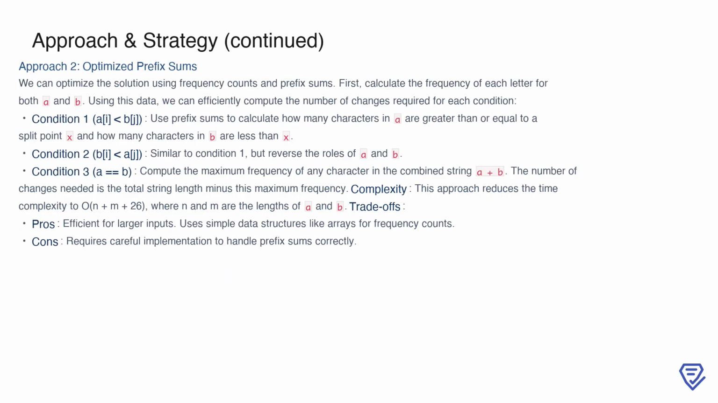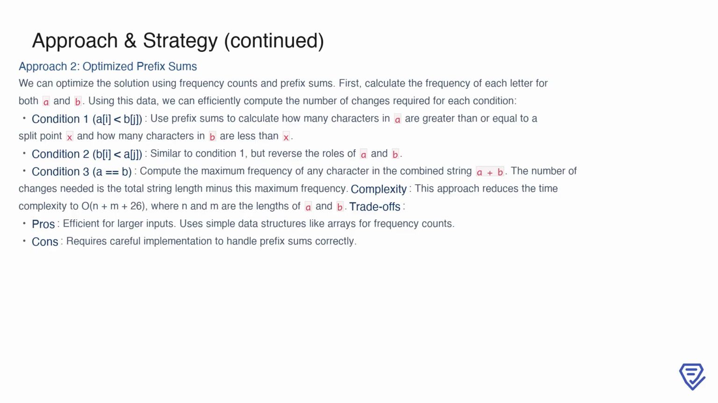To improve on the brute force approach, we can use optimized prefix sums with frequency counts. First, we calculate the frequency of each letter in both strings A and B. This allows us to efficiently compute the necessary changes for each of the three conditions. For the first condition, where every character in A must be strictly less than those in B, we use prefix sums to determine how many characters in A are greater than or equal to a given split point and how many characters in B are less than that same split point.